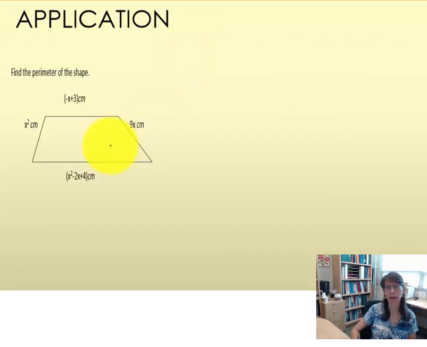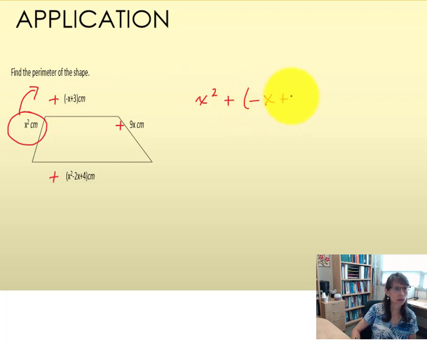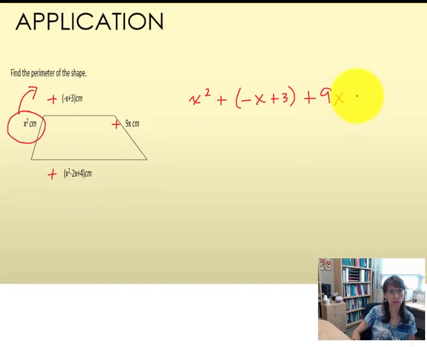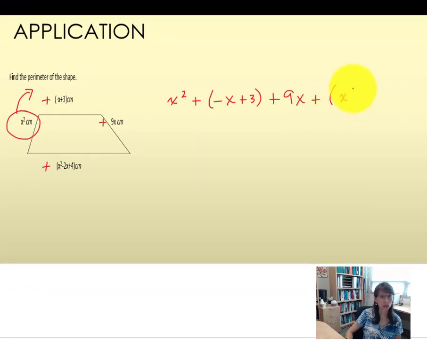One application problem that could be done with addition of polynomials is the perimeter of some shape. Now this shape is four-sided. So I'm just going to pick one place to start with x squared, and I simply add all of the other sides to that amount. So I'll just continue in a clockwise direction. So I'm adding that quantity of negative x plus 3. Then I'm adding 9x. And finally, I'm adding this trinomial. And that's x squared minus 2x plus 4.